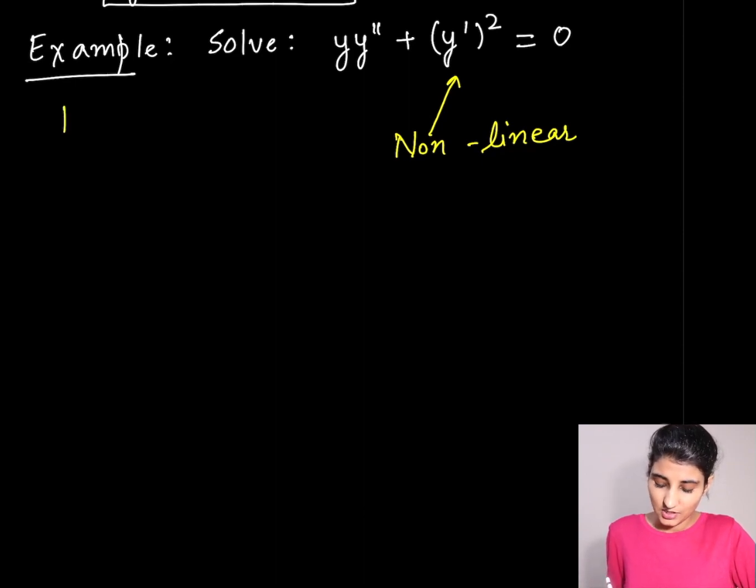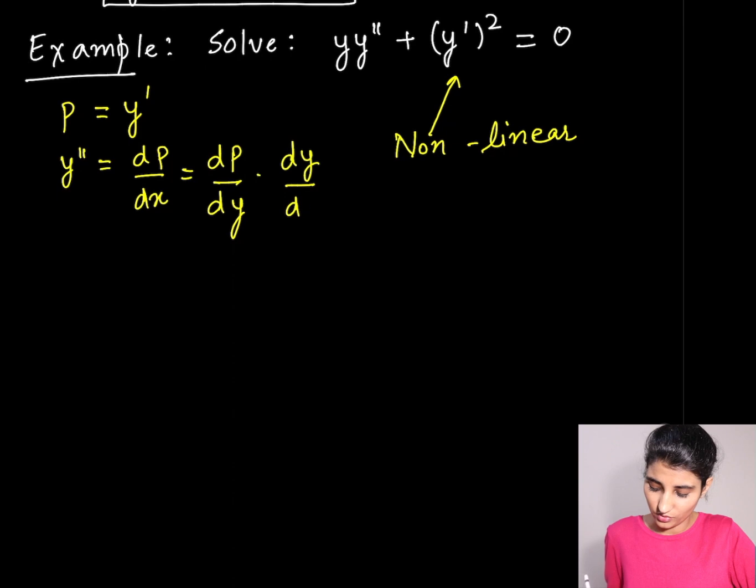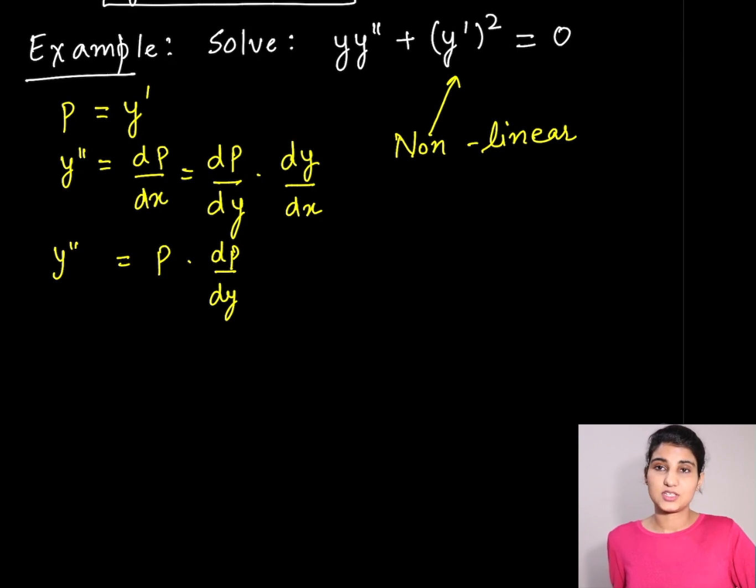The trick is same. We will substitute y prime by p. So y double prime is the derivative of p, but we don't want to involve any x. By chain rule we can say this is dp, the derivative with respect to y, times dy over dx. Dy over dx is our p times dp over dy. Okay, let's put this in our equation.